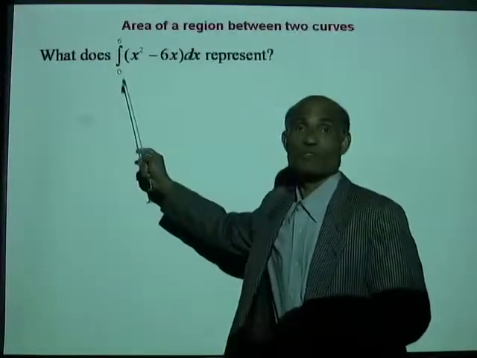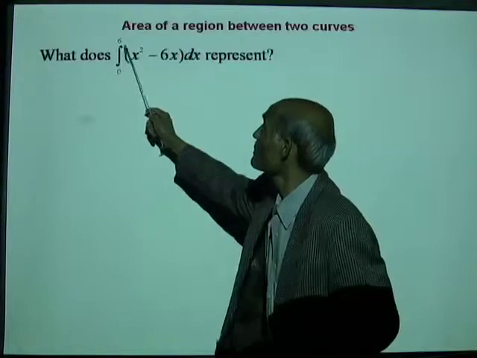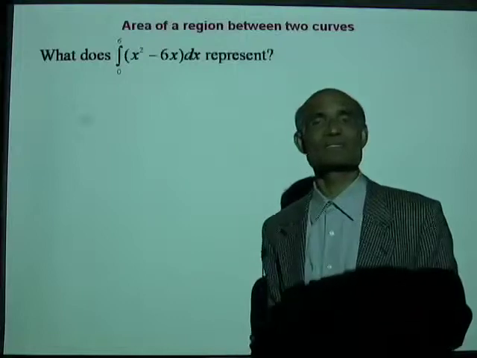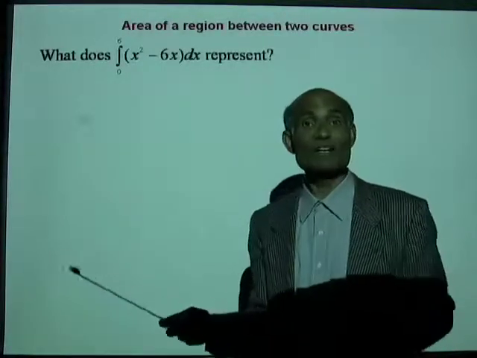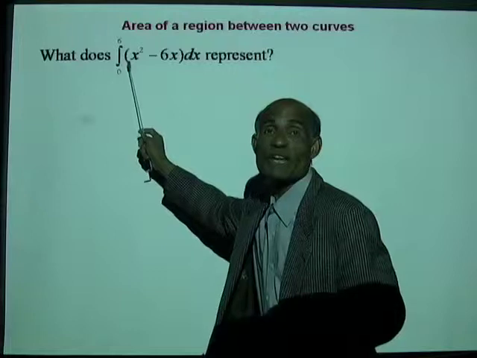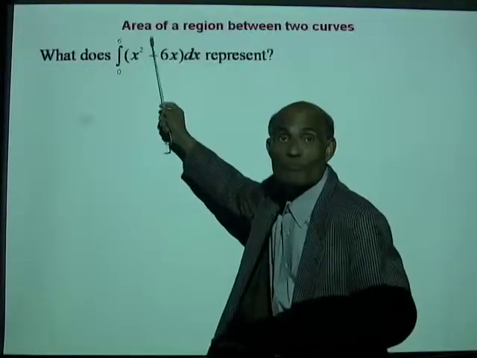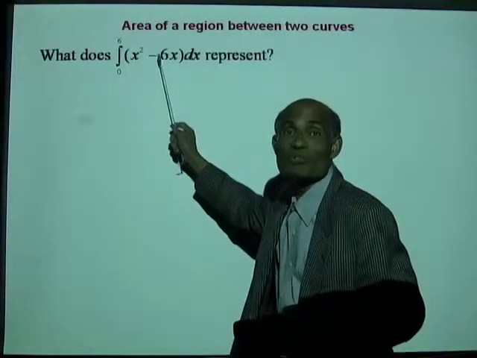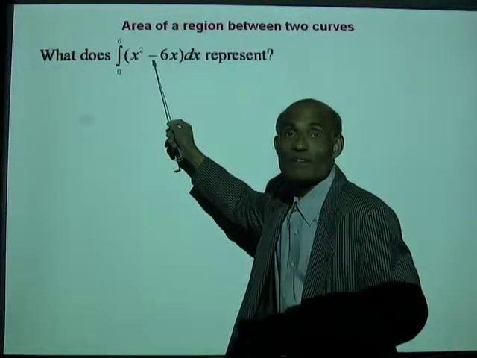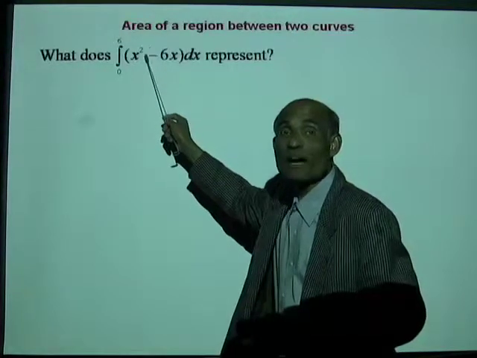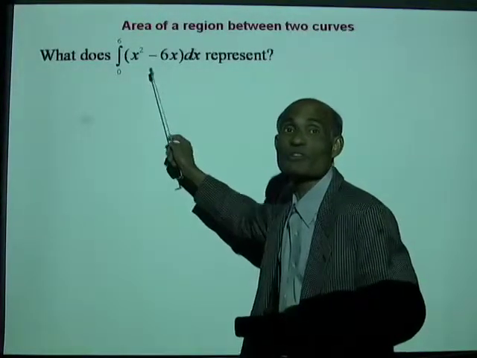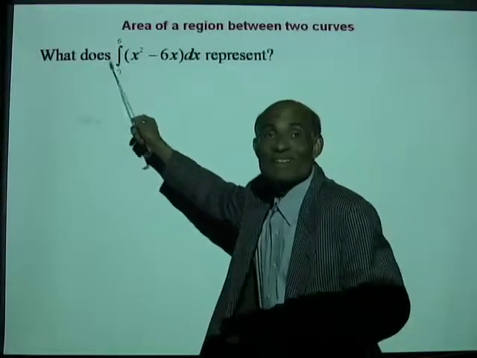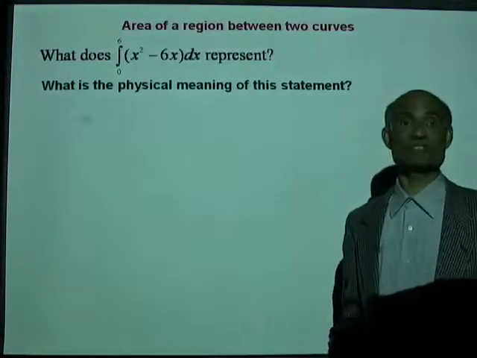Now, let's talk about this. What does the integral from 0 to 6 of x squared minus 6x dx represent? Well, as we said earlier, it will represent the area enclosed by the graph of this function. Your f of x is x squared minus 6x. If you draw the graph of this and measure the area enclosed by the graph with the x-axis from x equal to 0 to x equal to 6, that will be a measure of that definite integral.